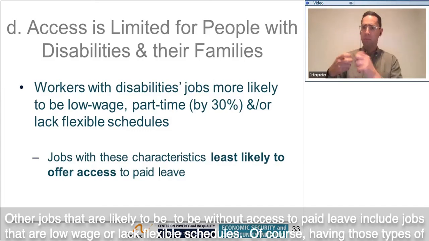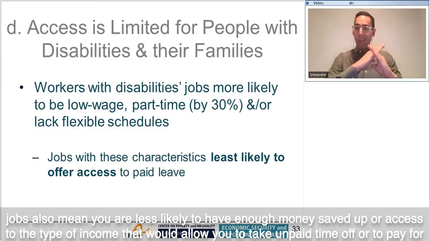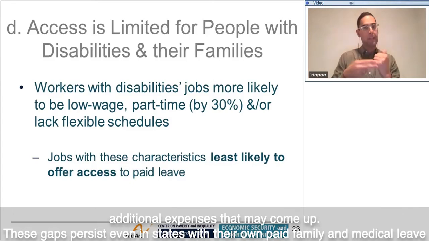Other jobs that are likely to be without access to paid leave include jobs that are low wage or lack flexible schedules. And of course, having those types of jobs means that you are also less likely to have enough money saved up or access to the type of income that would allow you to take unpaid time off or to pay for additional expenses that may come up.